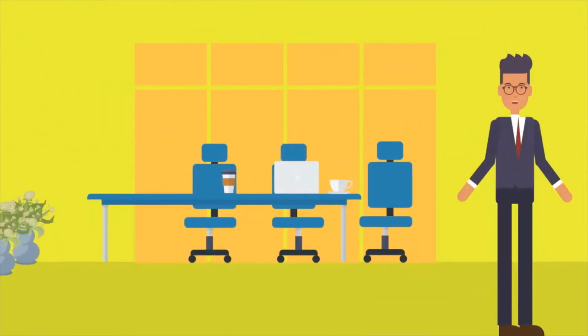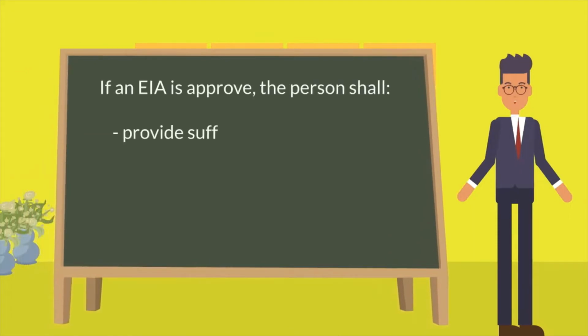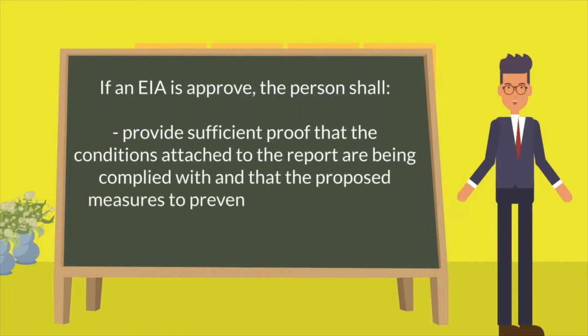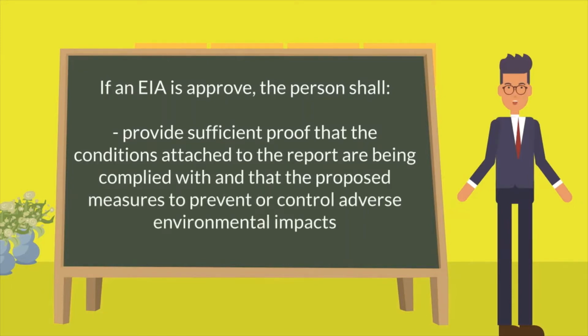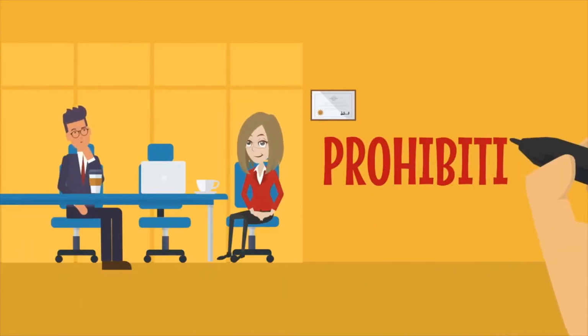Another important thing in the EIA Order 2015 is, if the EIA is approved, the person shall provide sufficient proof that the conditions attached to the report are being complied with and that the proposed measures to prevent or control adverse environmental impacts are implemented. And one last thing which is important for you to know under this order is prohibition.